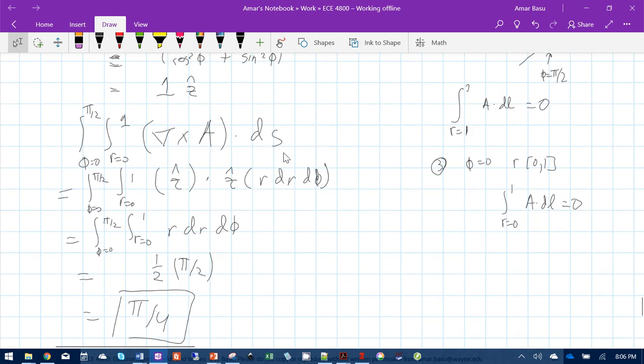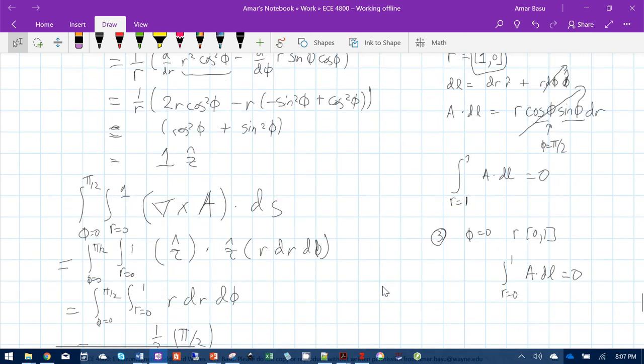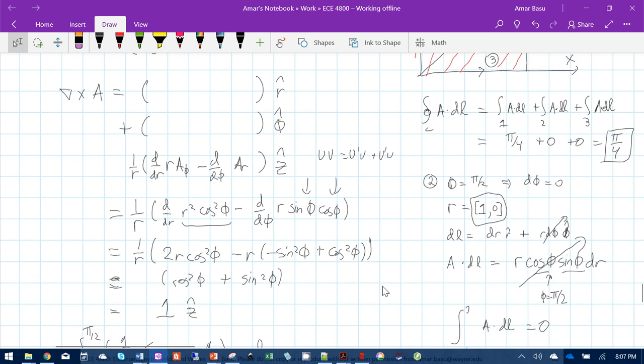So this was the curl. We figured out what ds was. They're both pointed in the z hat direction, so we take the dot product of those and we get a scalar quantity here. The limits of integration are just what we talked about. r equals 0 to 1, phi is equal to 0 to pi over 2. And then we come up with pi over 4 here. Same answer as the line integral. Does this help clarify a little bit?